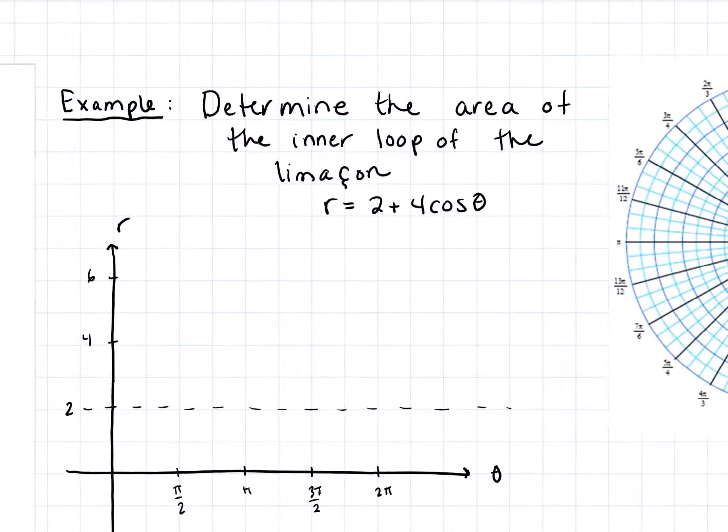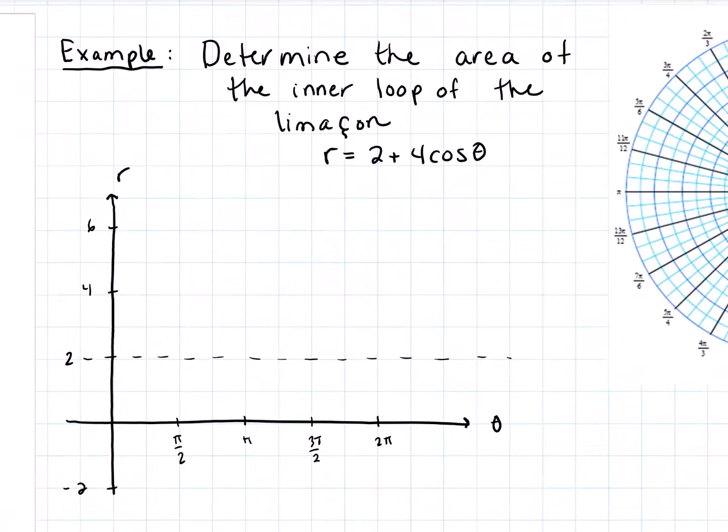Okay, so let's start with this one. Let's determine the area of the inner loop of the limaçon r equals 2 plus 4 cosine of theta. And we don't have the bounds here. I didn't give you the theta values. I just said the inner loop. So sometimes we're just given instructions of which portion of the curve. We don't actually want the area of the entire curve. We want the area of just the inner loop of this particular shape. And it is a limaçon with an inner loop.